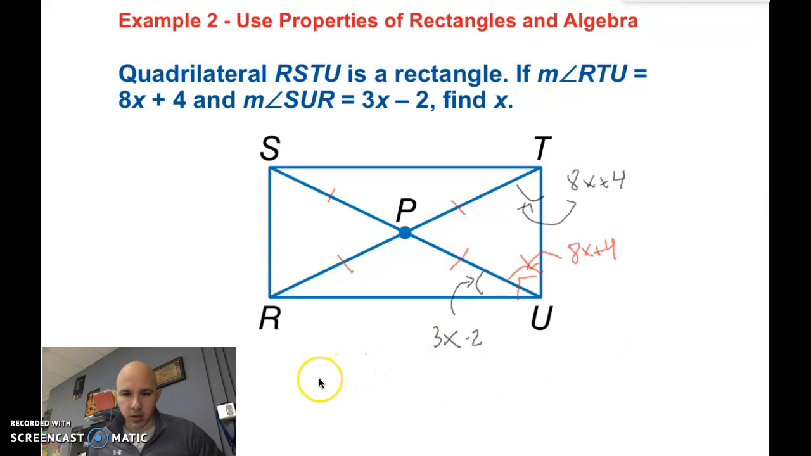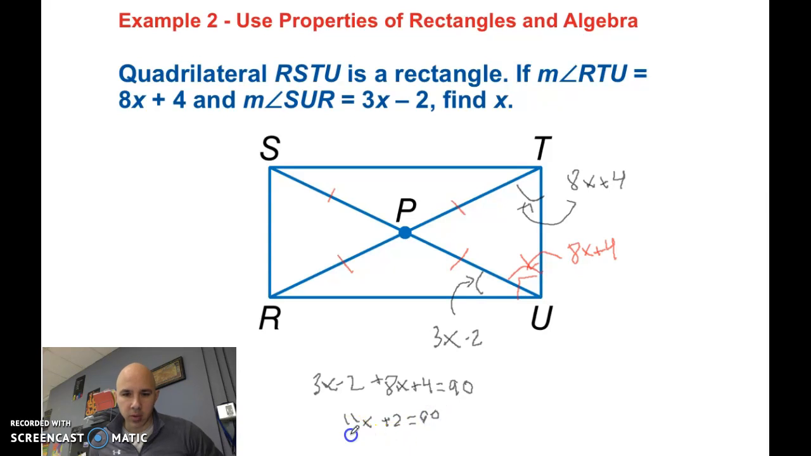Okay, my setup is going to look like this. 3x plus 8x plus 4 equals 90 degrees. And we're going to go ahead and combine like terms here. 11x plus 2 equals 90.